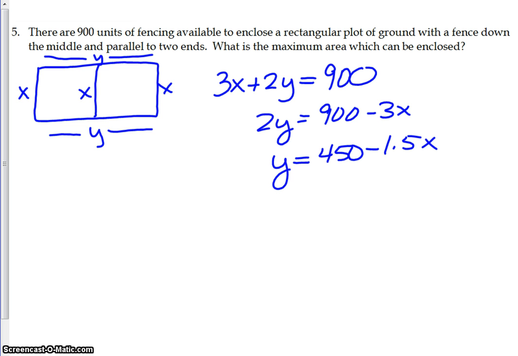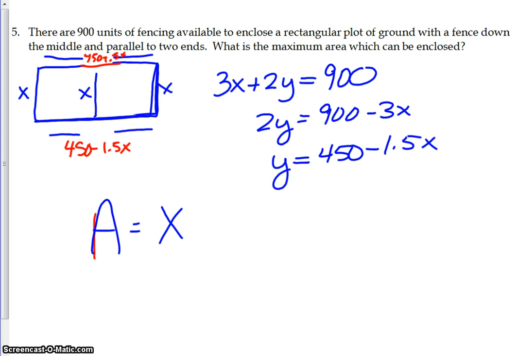In other words, this would be 450 minus 1.5x right there, okay? As would be the y on the top. That would be the same value here, the 450 minus 1.5x. Okay, so our area formula here would be just the area of the whole thing. So again, it's the dimensions. It's this dimension here times this dimension here. So it's x times 450 minus 1.5x.